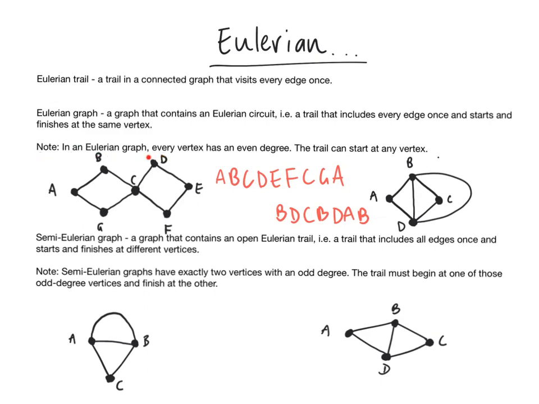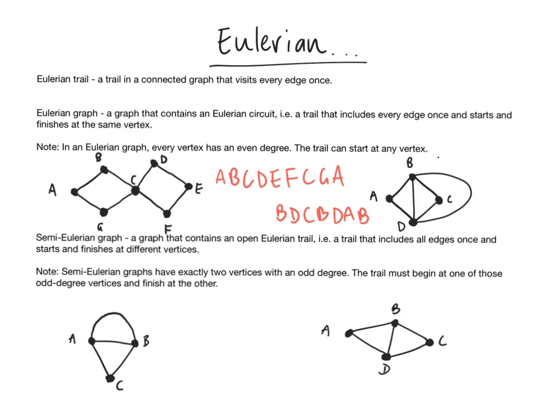So in an Eulerian graph, every vertex has to have an even degree. And if you need to list the trail or the closed trail, remembering that they can be called a circuit, if you need to list that, you can start and finish at any vertex, provided again that all of the vertices are even. Now moving on to semi-Eulerian graphs, they're a graph that contain an open Eulerian trail.